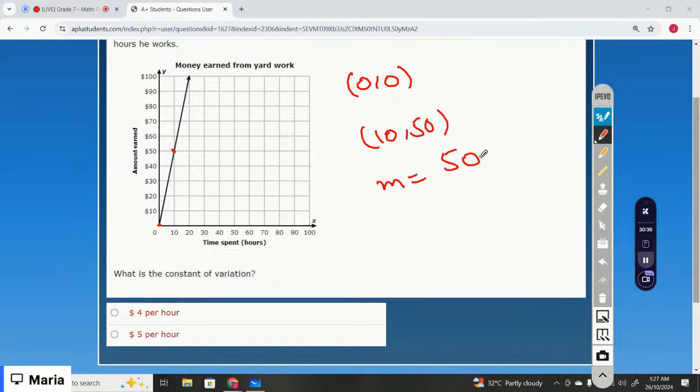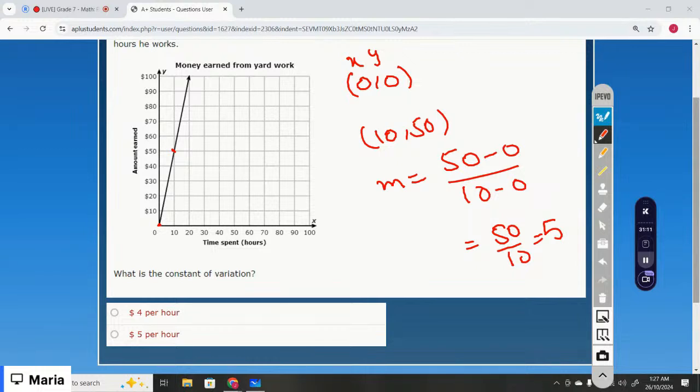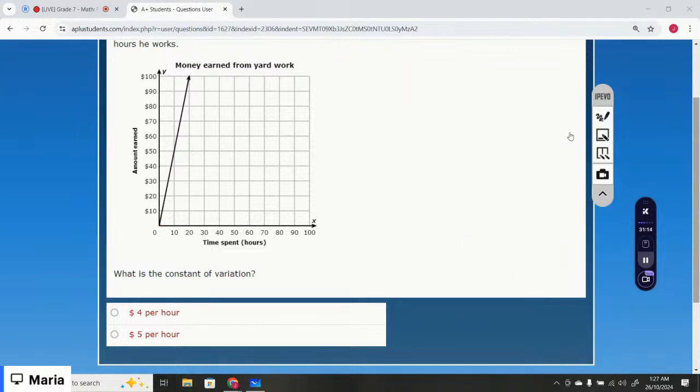So the slope is 50 minus 0. These are the x coordinates and these are the y coordinates. So you have to do change in y divided by change in x. So 50 minus 0 divided by 10 minus 0, that is 50 over 10. The correct option is 5. So that is $5 per hour. The correct option is option number 2, that is $5 per hour.